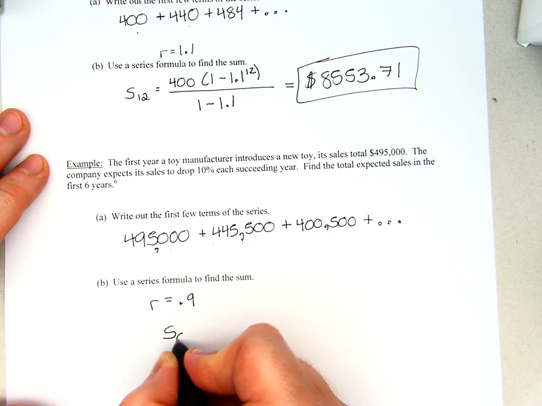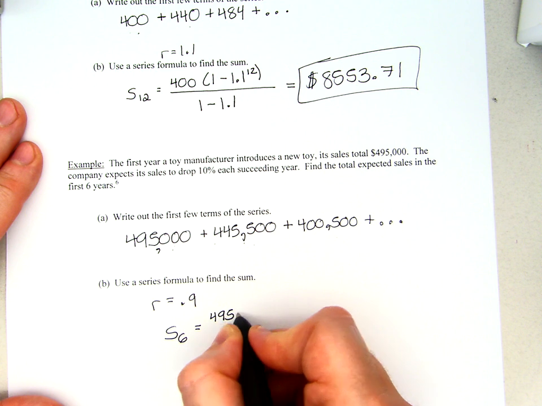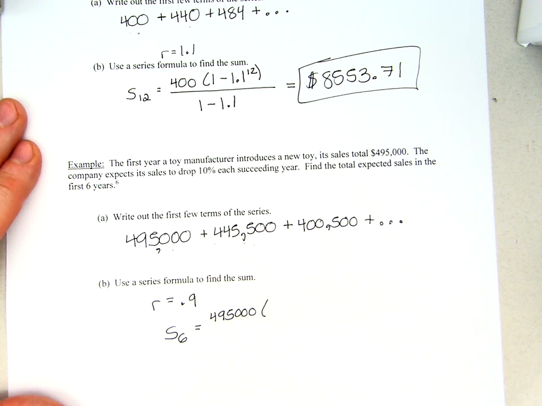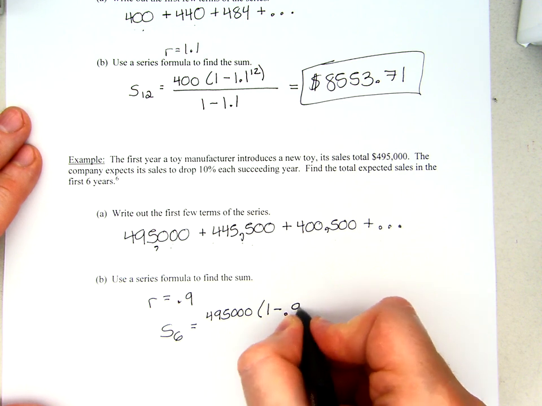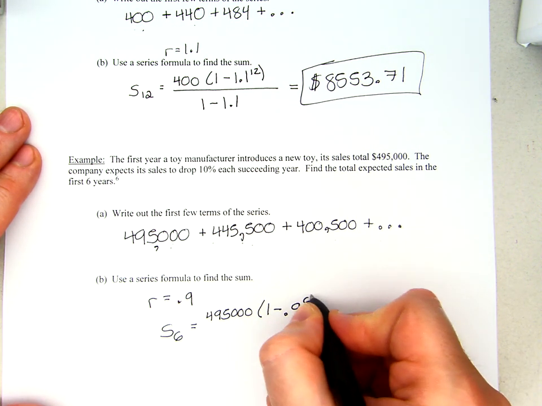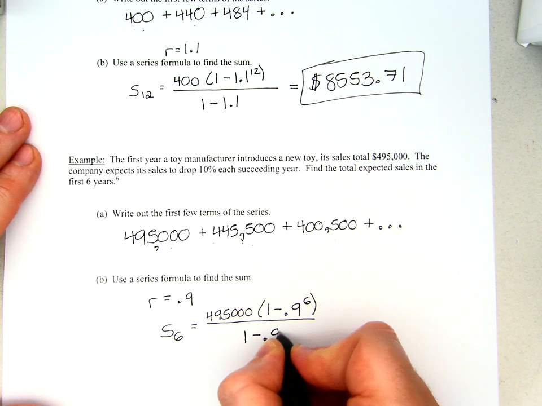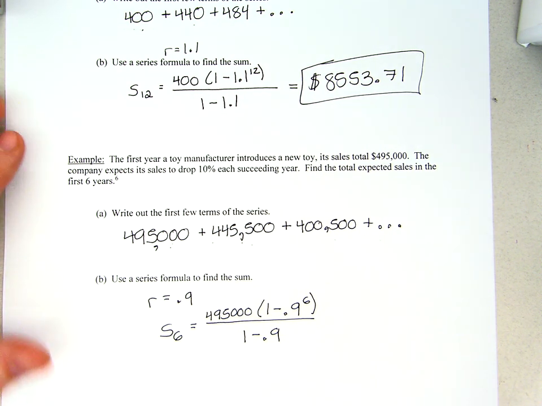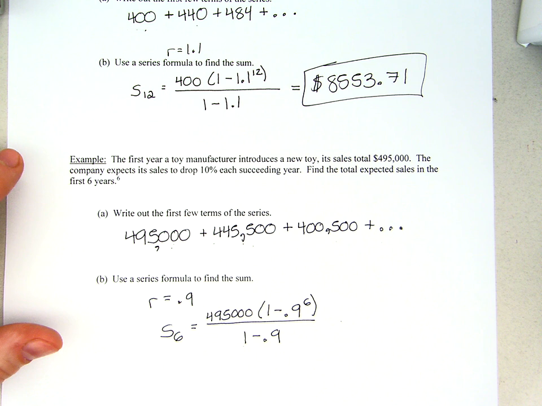I now want to find the sum of those 6 terms. I'm going to take my starting term, 495,000. I'm going to multiply by 1 minus my common ratio, 0.9, raised to the 6th power. I'm going to divide by 1 minus 0.9. Same 3 steps we've been doing before. Do your parentheses, multiply by that, divide by this in parentheses, type it in, give a decimal answer, round it to 2 places because it's money.